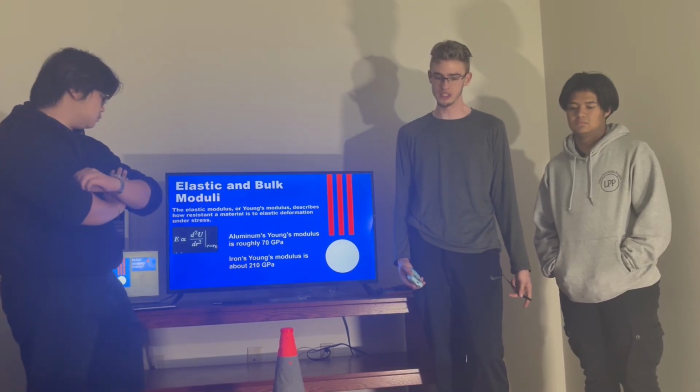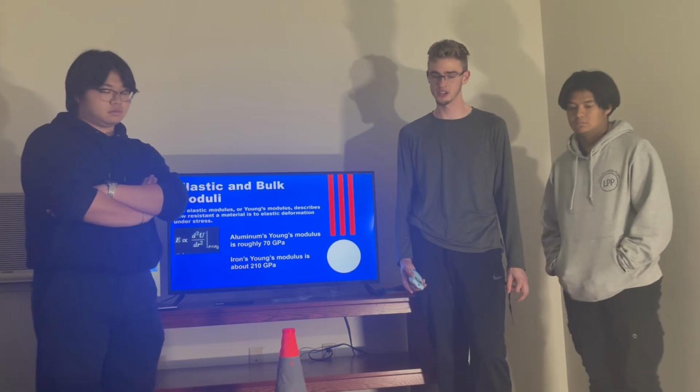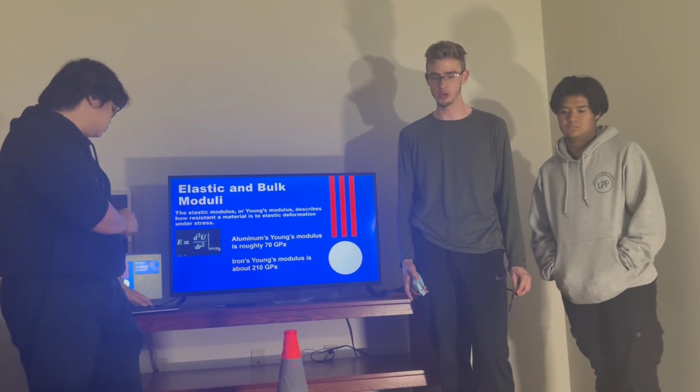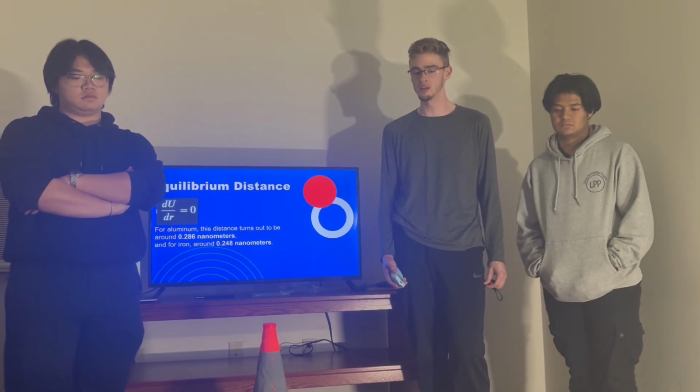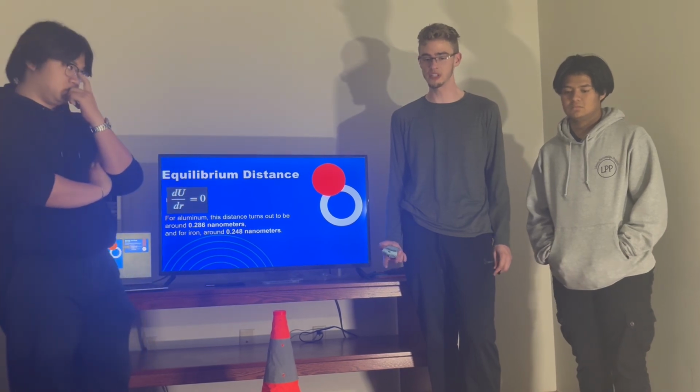For aluminum, this distance turns out to be around 0.286 nanometers, and for iron, around 0.248 nanometers. These values are consistent with experimentally measured lattice constants. Aluminum has a face-centered cubic structure, while iron, at room temperature, has a body-centered cubic structure. These interatomic distances form the foundation for predicting other material properties.